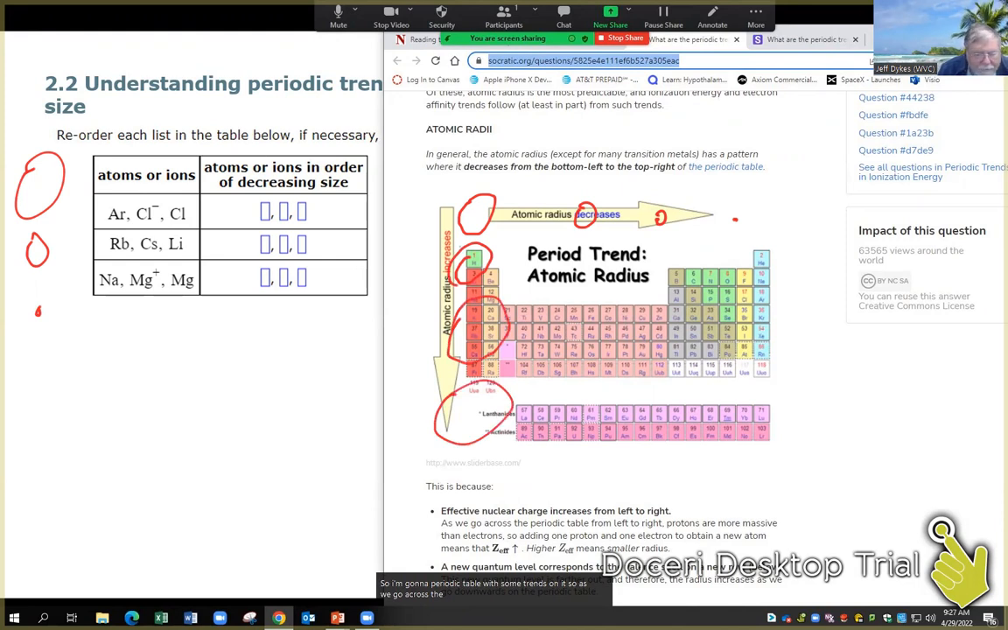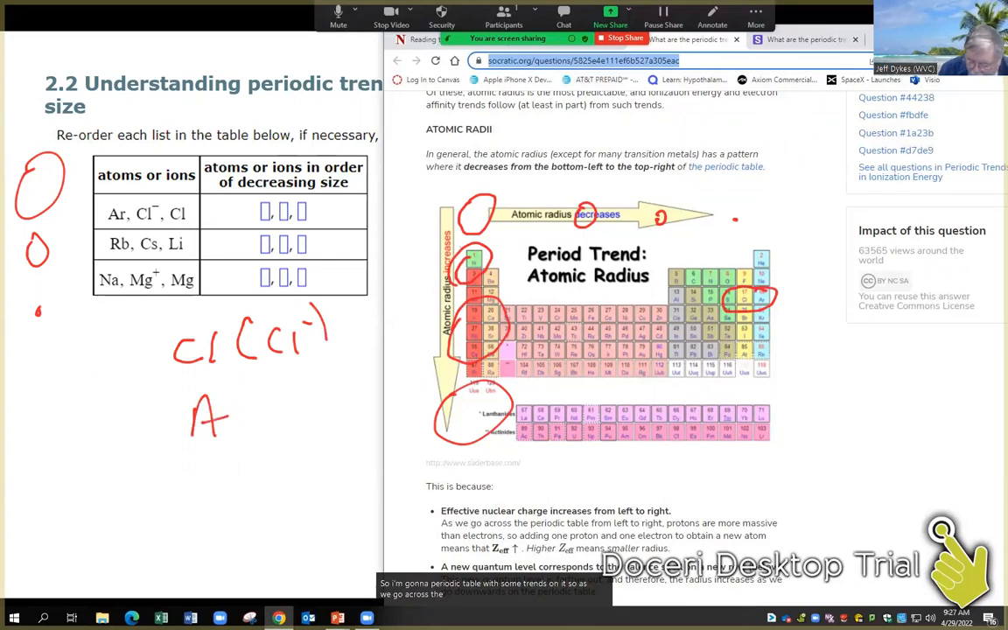All right, so if I look at this, our first example is argon, chlorine, chlorine. So which is the biggest? So argon and chlorine. As we go across, chlorine is going to be bigger because it's to the left of argon. So we'll have chlorine, and then we'll have to put in chlorine minus as well. We'll figure that out in a minute, and argon.